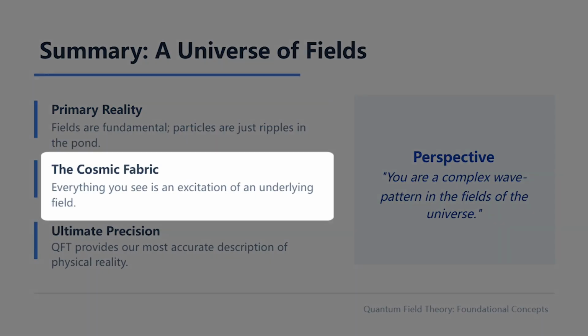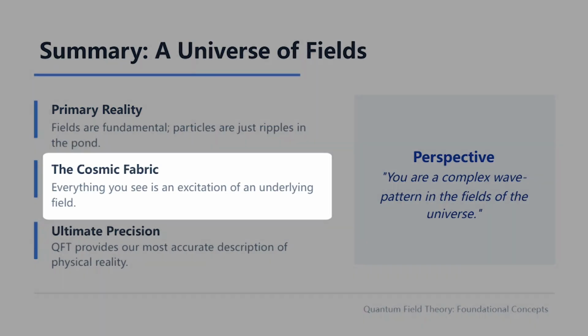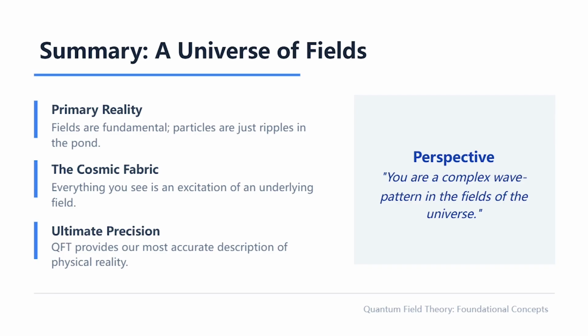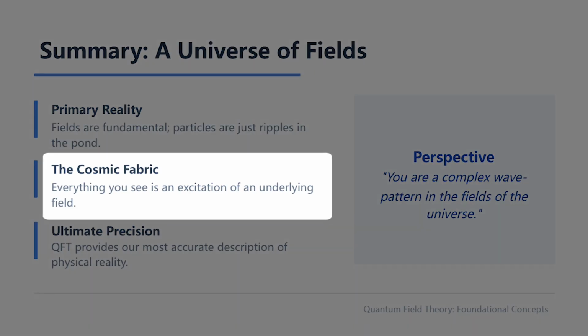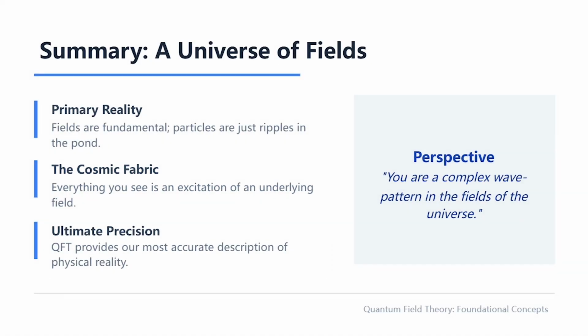This means that everything you see is part of the cosmic fabric. Every object and every beam of light is an excitation, a localized dance of energy within a field that spans the entire universe. And while it may feel like a deep philosophical shift, this is backed by incredible science. Quantum field theory provides the most accurate description of reality we have, predicting the behavior of nature with unmatched precision.